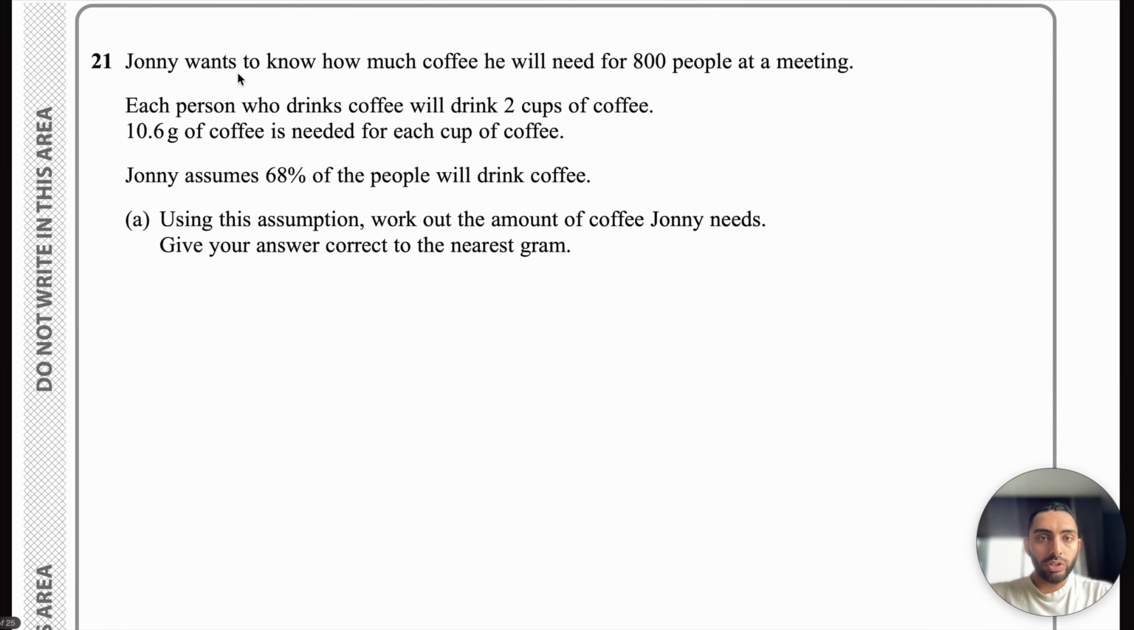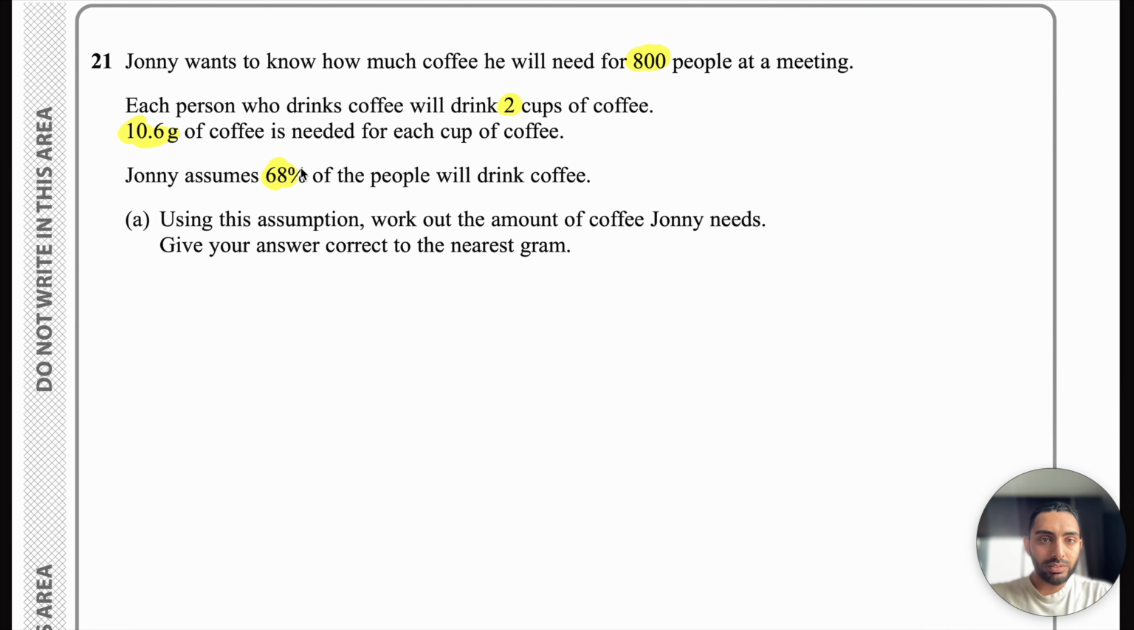Question 21. Johnny wants to know how much coffee he will need for 800 people at a meeting. Each person who drinks coffee will drink 2 cups of coffee. 10.6 grams of coffee is needed for each cup of coffee. Johnny assumes 68% of the people will drink coffee. Using this assumption, work out the amount of coffee Johnny needs. Give your answer correct to the nearest gram.